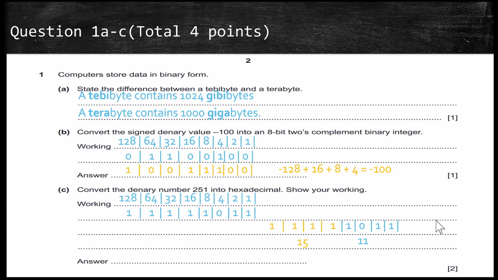But remember, if you have a number that is greater than 9, you have to switch to the letters. A is 10, B is 11. So I know right away this blue one is the letter B. C is 12, D is 13, E is 14, F is 15. So my answer in hexadecimal is FB. That is how you will handle that very first page.